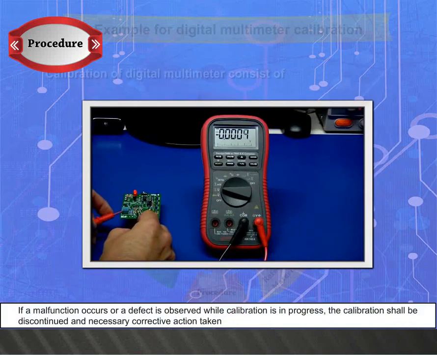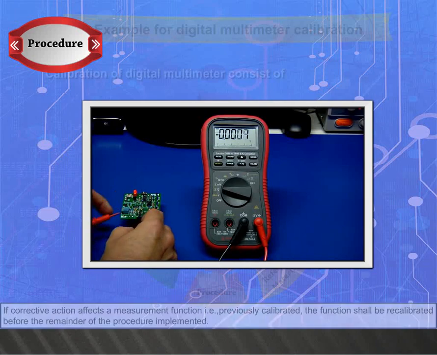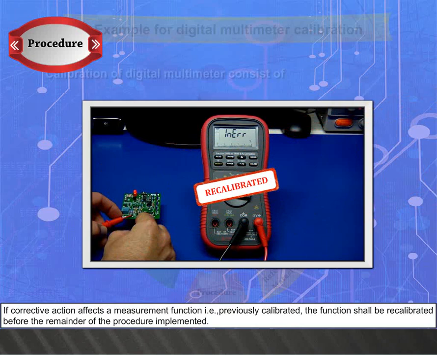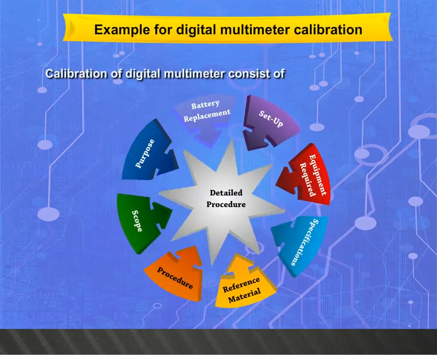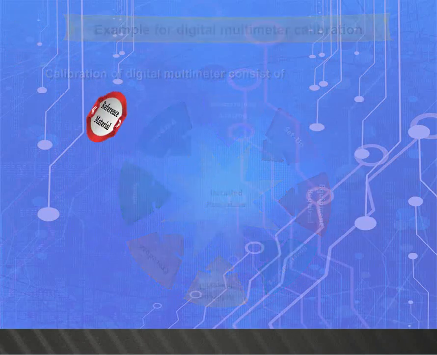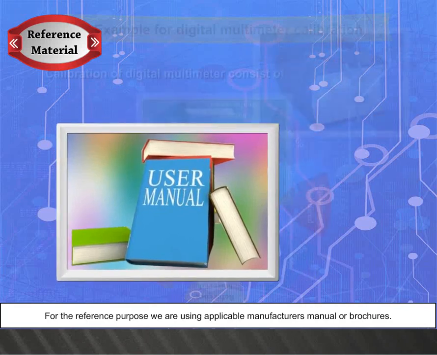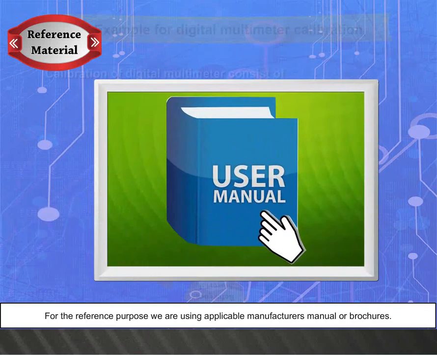If a malfunction occurs or a defect is observed while calibration is in progress, the calibration shall be discontinued and necessary corrective actions taken. If corrective action affects a measurement function that is previously calibrated, the function shall be recalibrated before the remainder of the procedure is implemented. Reference material. For the reference purpose, we are using applicable manufacturer's manual or brochures.